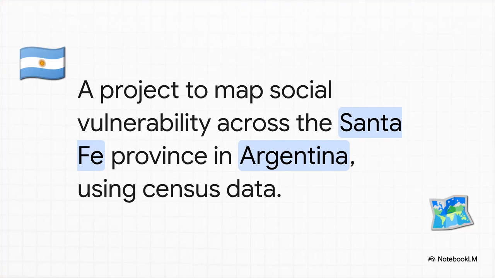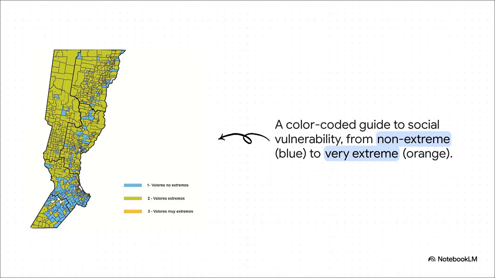Okay, so for our first case study, check this out. A project to find and map these hidden pockets of social vulnerability. And they did it across the entire Santa Fe province in Argentina. I mean, researchers took on this massive challenge using census data to pinpoint exactly where help was needed most, across a huge population. And here's the result.